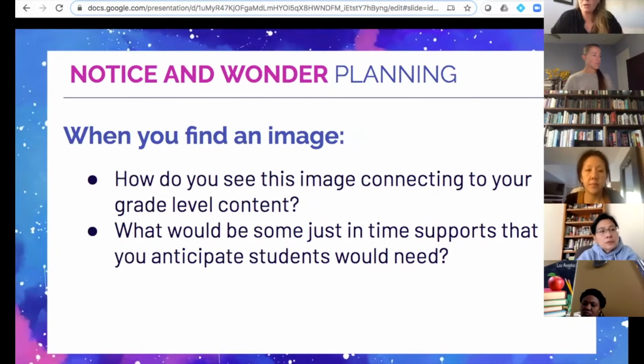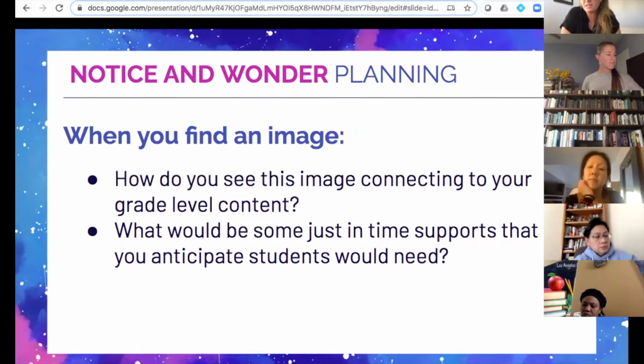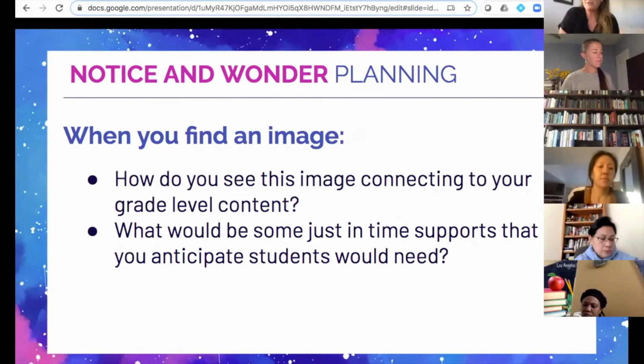Yeah, and so when we have our time in the latter half of this session to do some planning, if you want to spend that time looking at some notice and wonder resources, these are the two questions that I urge you to keep in mind. The first one is, when you're looking at a list of notice and wonders, there's a ton of them out there, but how does that particular image connect to the grade level content that you're teaching or that you're about to teach? And then secondly, what would be some just-in-time supports that you anticipate that students might need?